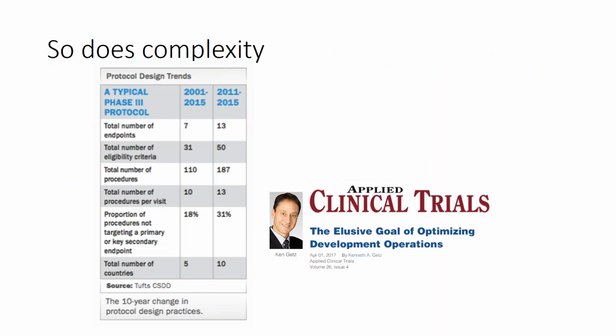Not only are the number of trials growing, but the complexity is also increasing, which compounds the problem. So looking at this chart, we can see that the total number of endpoints has increased, as has the number of eligibility criteria, the number of procedures, as well as the number of procedures per visit. We're seeing that our treatment period is longer and that there are more procedures per patient, leading to more data overall, which means the workload is increasing. And these trends are just showing us that getting a grip on our data is just going to get harder.